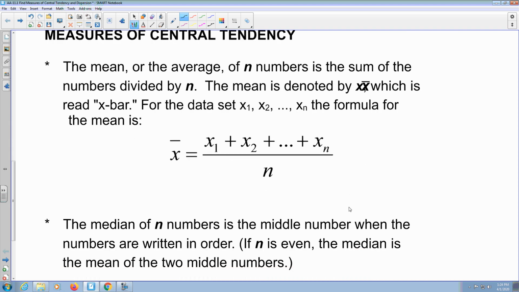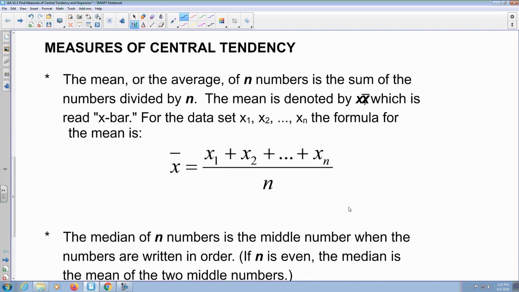So the first thing we're going to look at is how to measure the mean. Mean is denoted by X with a horizontal line over top of it. And essentially what you're doing is you're going to add up all the values together in the numerator, and it's going to be divided by how many numbers there are.